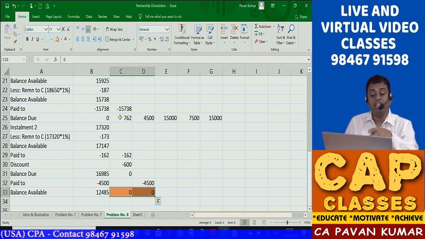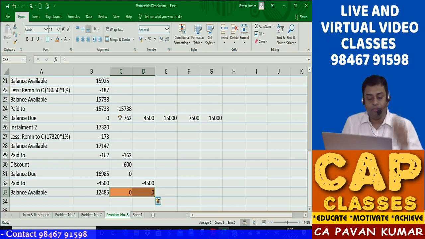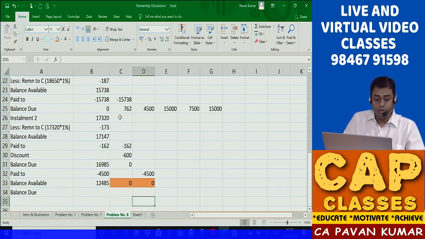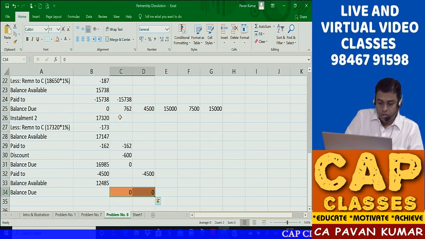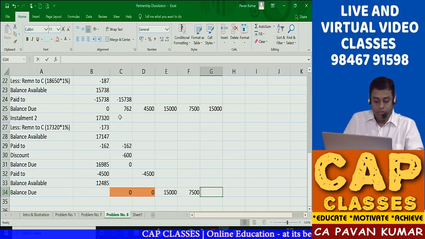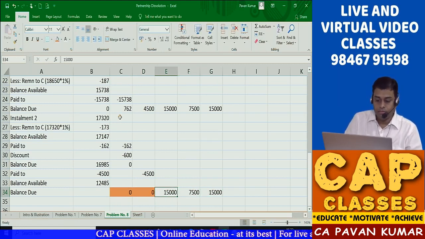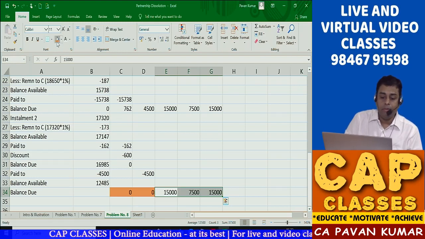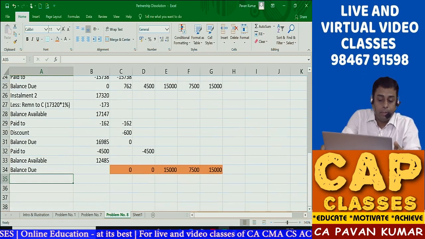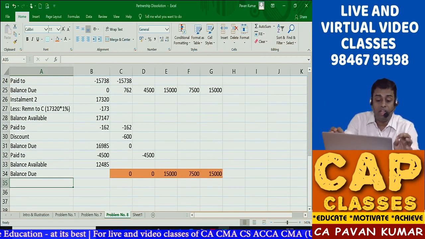Now we need to pay it to these guys: 15,000, 7,500, 15,000. Okay. So amounts due, balance due, can I write 0, 0, then here 15,000, 7,500, 15,000. So after repayment of monies to outsiders, only partners' capital accounts are there. What is the amount available?